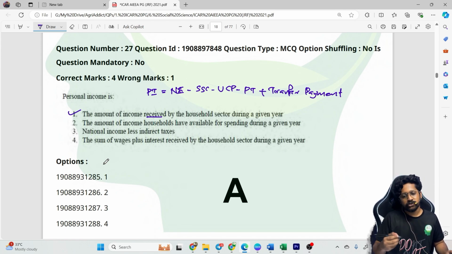At the same time, the social security contribution, undistributed corporate profits, and corporate income tax have to be deducted, right? So therefore personal income is a received concept, and the amount of income received by the household sector during a given year can be considered as the personal income. So the first option will be the correct answer.